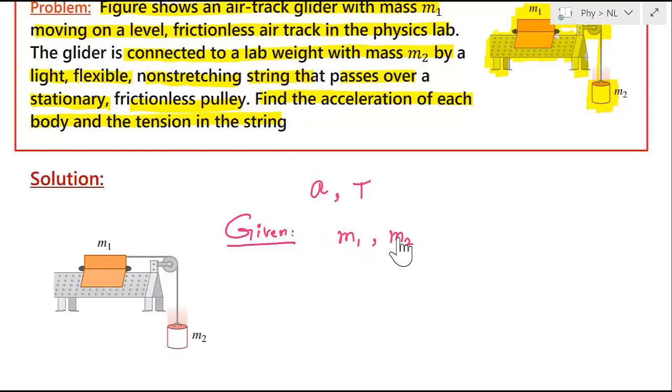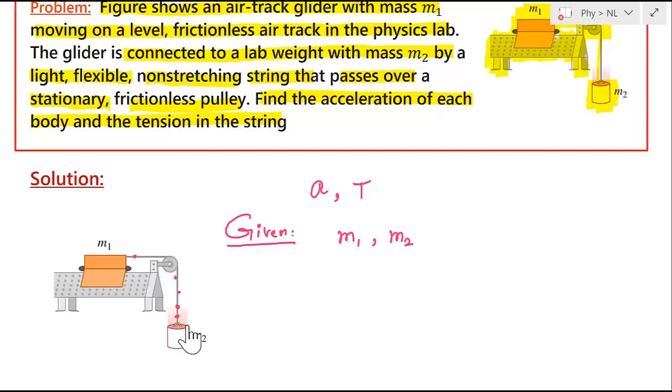And we have also been given the properties of the string, that is, a light string. So the string is massless. So we can assume the tension throughout the string, at this point, this point, or this point, is the same. We call this tension T. And this is also given: it is a non-stretching string. So the string is not going to stretch, it's not going to elongate.